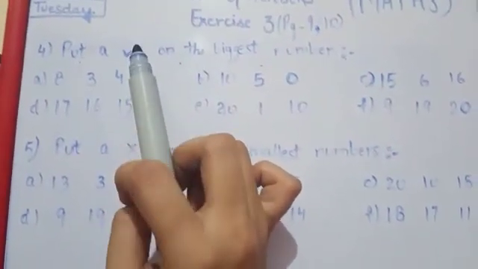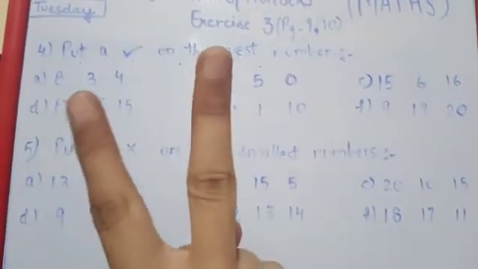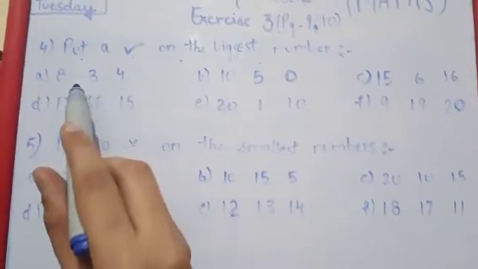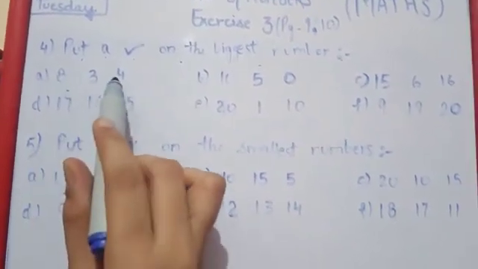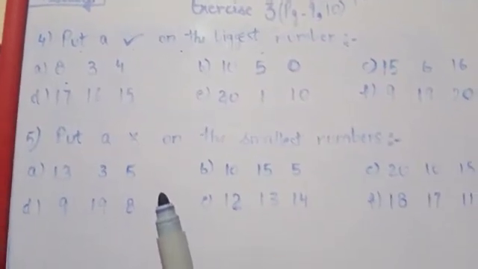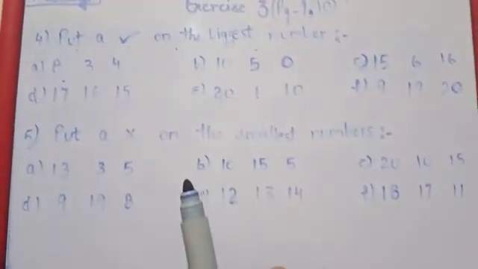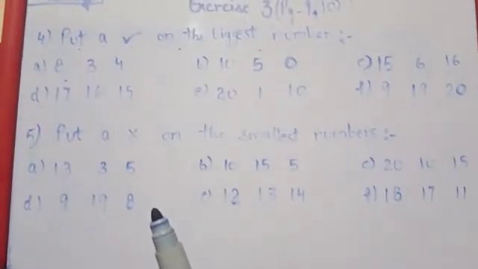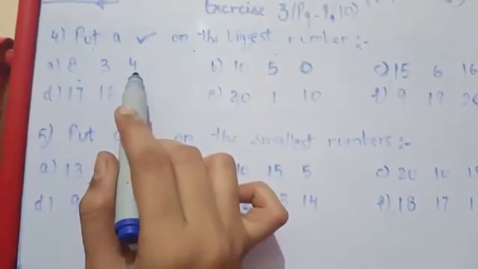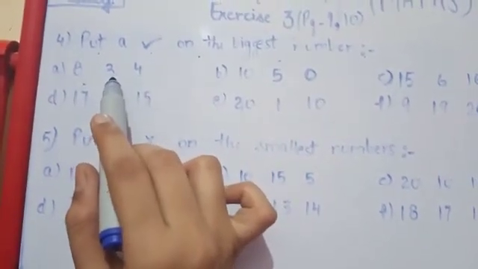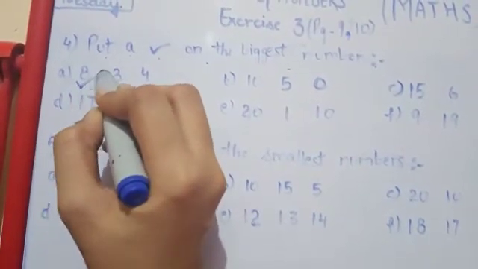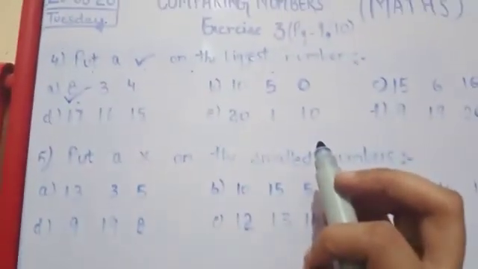Now in question number 3, only 2 numbers were given. But in question number 4, 3 numbers are given. 1, 2, 3. 3 numbers given हैं. So now you have to tick on the biggest number. इन 3 numbers में से जो सबसे biggest number है उसको tick करना है आपको. So first number is 8, 3 and 4. 3 is smaller, 4 is smaller than 8. So 8 is the biggest number. So you will put tick on 8.